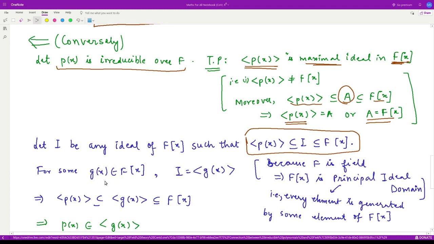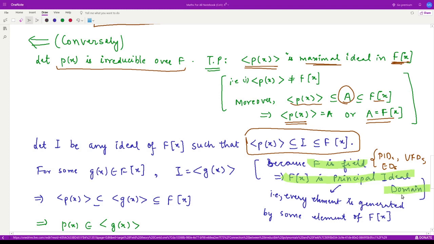Now because F is a field, F[x] is a principal ideal domain. Why is this so? This is a result which you should consult while studying principal ideal domains, PIDs, unique factorization domains, UFDs, and Euclidean domains, EDs. So please go and revise these topics if you are not familiar with this result.